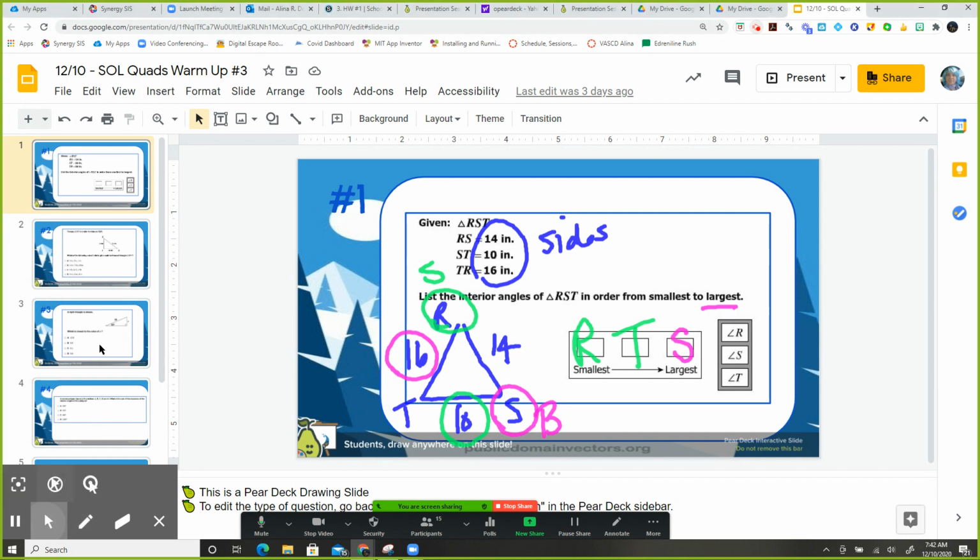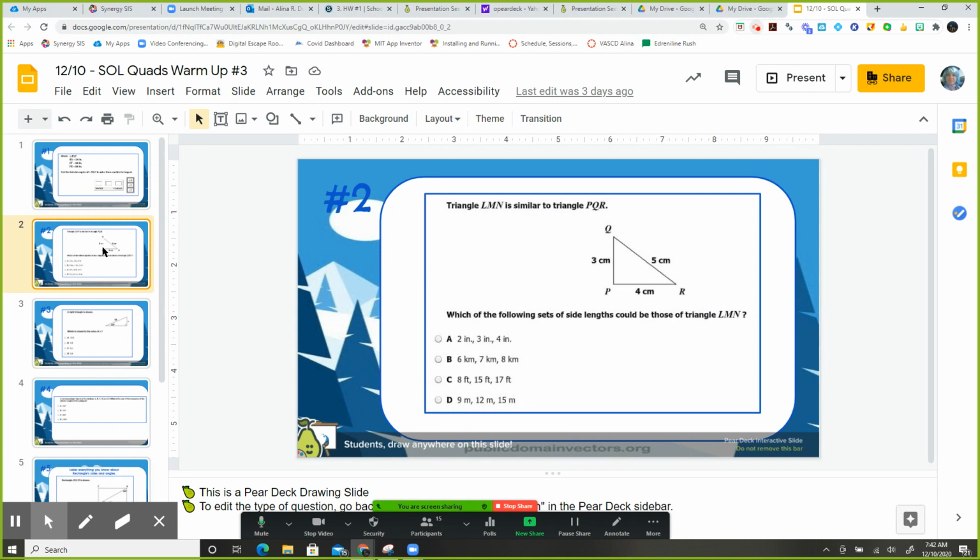Let's look at number 2. So we did triangle sum. Number 2 was a similarity problem. So for similarity, you want scale factor, right? Similar, we're going to multiply or divide by the same number. So what can I multiply 3, 5, and 4 by in order to get one of these sets down here? Anybody got an idea?